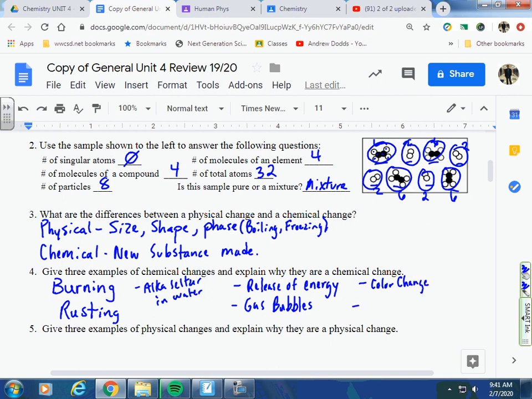And then precipitate formed. And what that means is if you take two clear liquids, say, this is an example, take two clear liquids and you combine them and a solid forms within them. You're making something new there. That's another piece of evidence for a chemical change. Okay, so can I erase that?